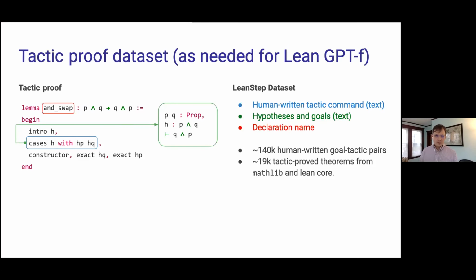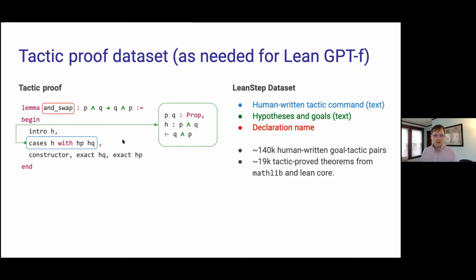So for tactic proofs, what we need for this project, for the Lean GPT-f project, is the tactic string as the user typed it, the human-written tactic string in the code, and also the goals, which is also called the tactic state. So we need the tactic state right before the user typed that. That's the prompt. We also want the declaration name, or the name of the theorem, because that'll just help us organize our library. Now we were able to get that information.